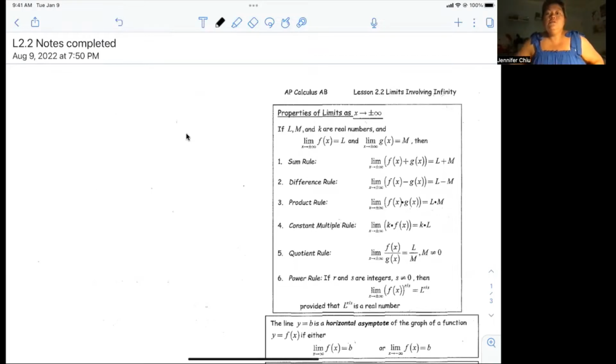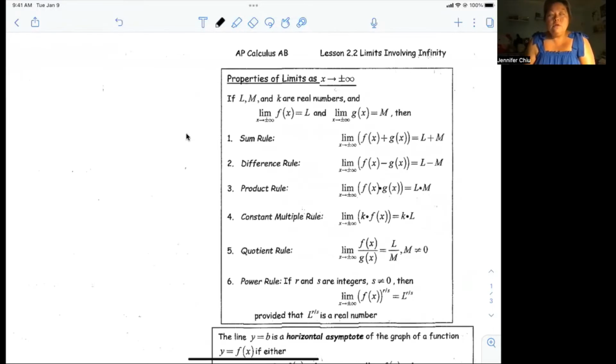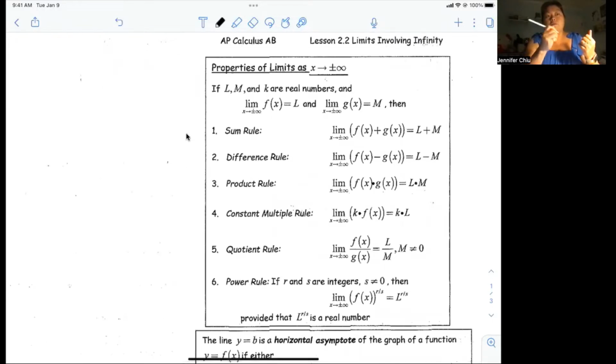Okay, this is lesson 2.2 on limits involving infinity. So what we're really looking at is the end behavior of our graph here. As the ends of our graph approach infinity on the right-hand side, and negative infinity on the left-hand side, where is my graph going towards?